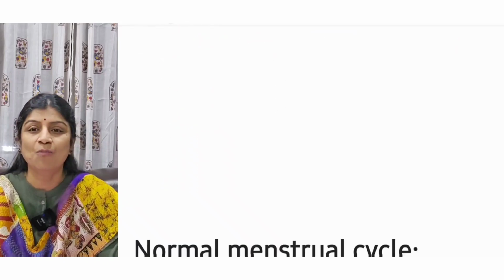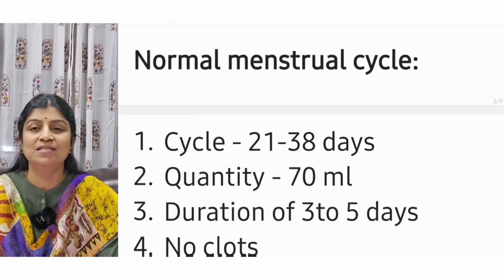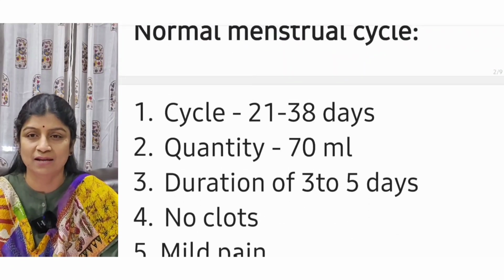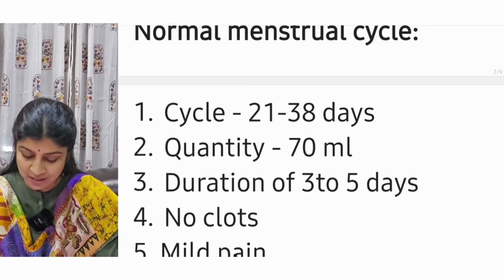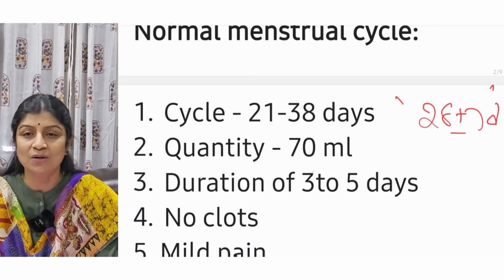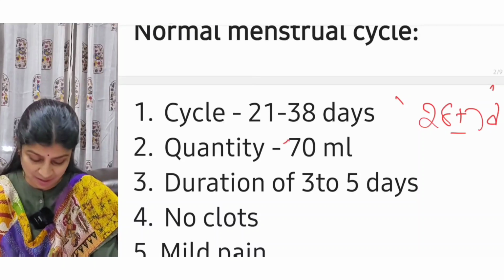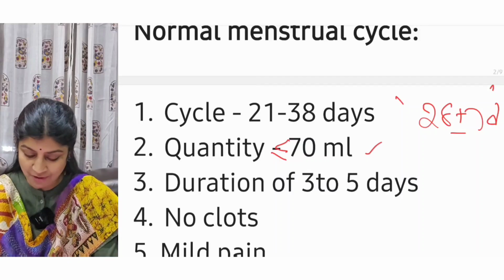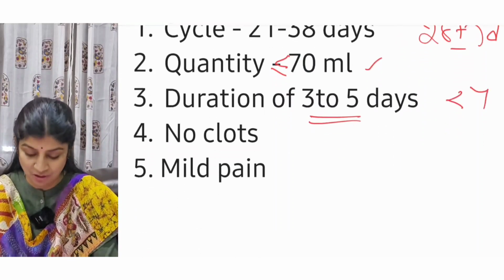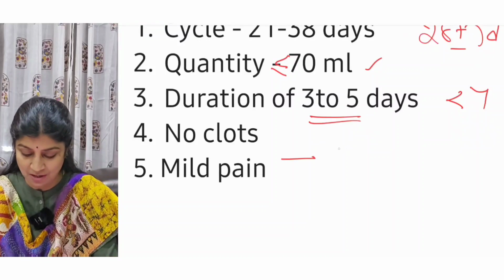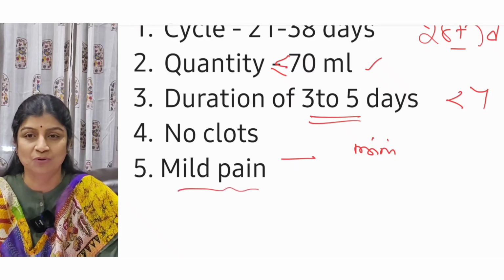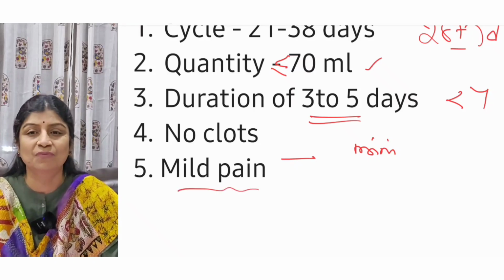So what are the various components of the normal menstrual cycle? When I say normal menstrual cycle, it has 5 components: the cycle length, which is 28 plus or minus 7 days and is considered normal, and the quantity, which is equal to or less than 70 ml. The duration should be up to 5 days and maximum should not exceed 7 days, with no clots. If at all there are clots, they should be very minimal and small, and associated with mild pain, which is spasmodic. So these are the 5 components of the normal menstrual cycle.